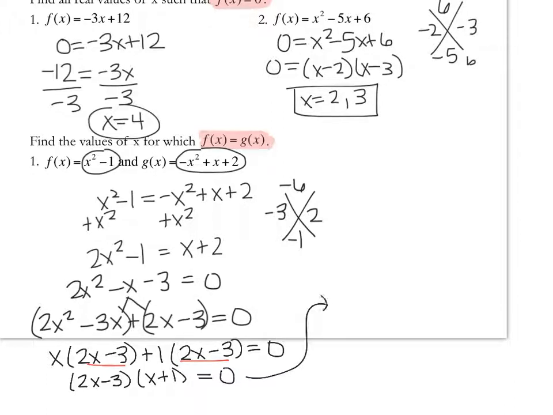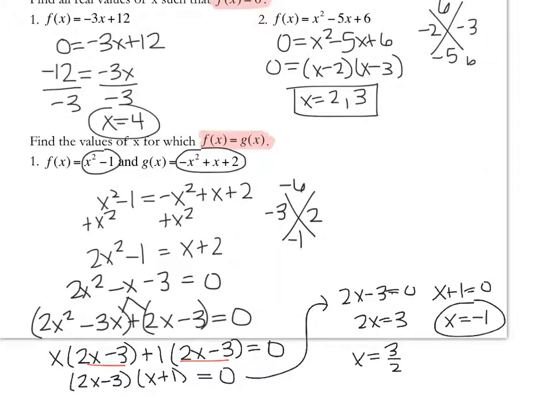And then you would solve them. The first one set equal to 0 will give me an answer of x equals 3/2. The second one set equal to 0 will give me an answer of -1. So we got positive 3/2 and -1.